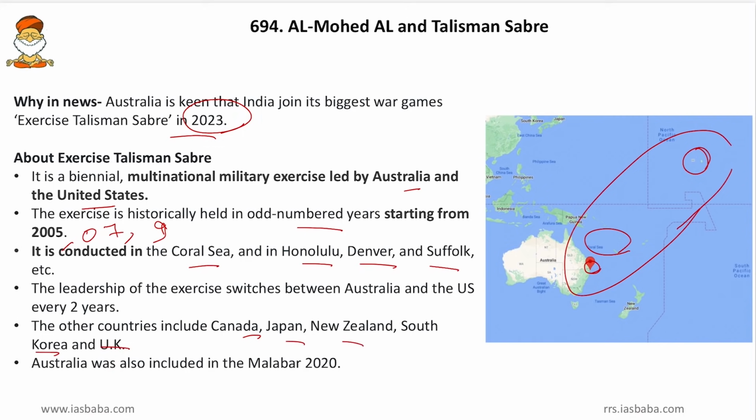Then coming to Australia and India, Australia was also included in Malabar in 2020. Friends, we know that the Malabar exercise is a famous exercise between India and the US, and just like how Australia is including India in the Talisman Sabre, India is also including Australia in the Malabar exercise. But however, India is not so happy in welcoming Australia in the Malabar exercise for various reasons, and if it is added again in the future, we get updated.